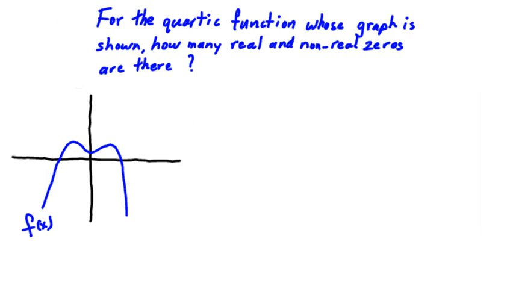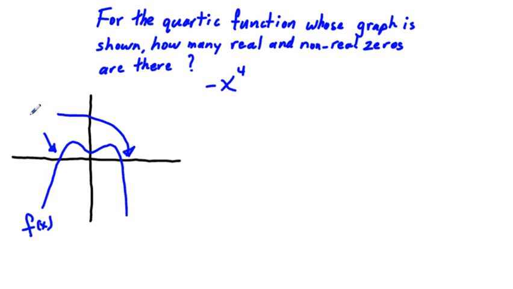For the quartic function whose graph is shown, how many real and non-real zeros are there? Well, this gets down to the understanding of the fundamental theorem of algebra, and that is that the number of zeros, real and non-real, is equal to the degree of the polynomial function. And for a quartic function, we're talking about an x to the fourth degree, and we know this is going to be some kind of negative x to the fourth degree. And we see two real zeros, each with a multiplicity of 1.